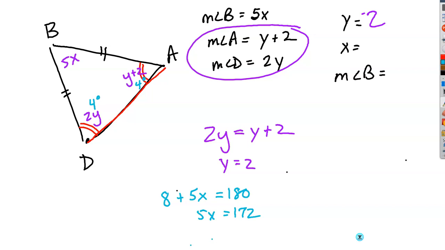So 172 divided by 5 gives me x is 34.4. Not the worst decimal in the world. And then I could get B by plugging that back in. So 34.4 times 5 gives me 172 for the measure of angle B. Okay. All right.